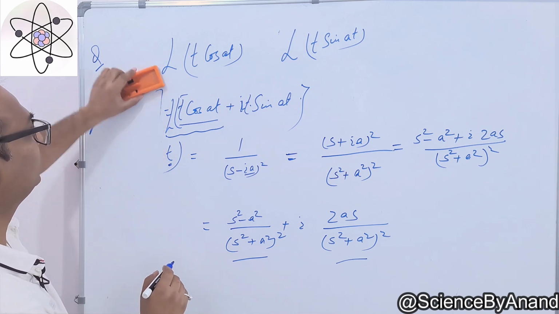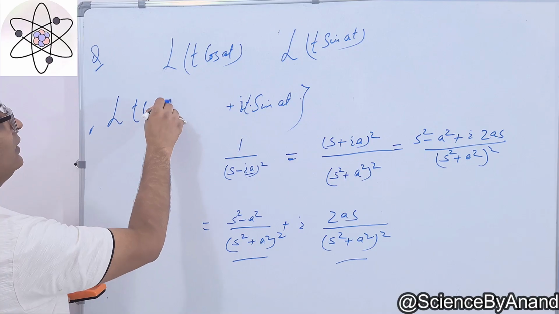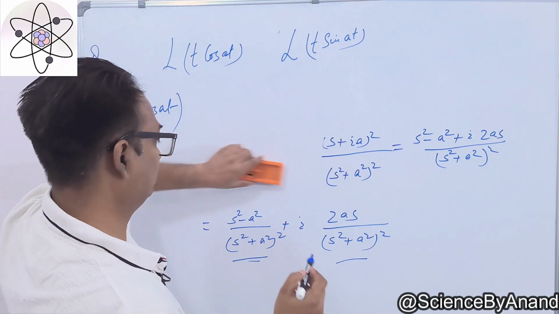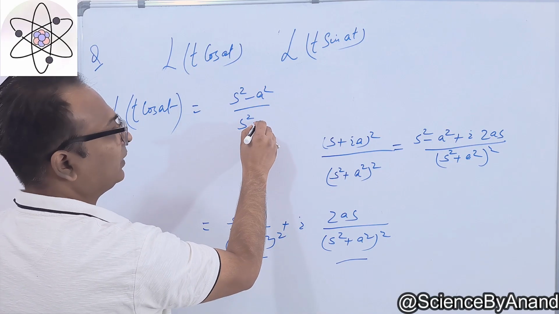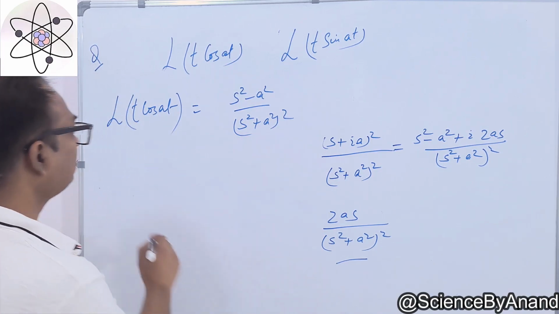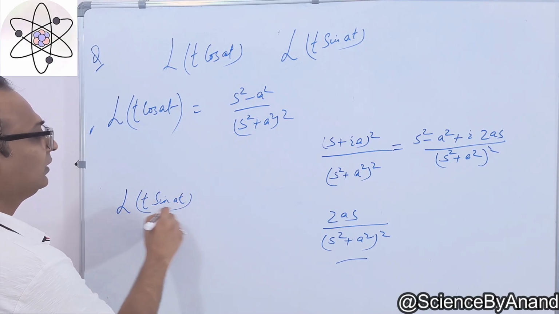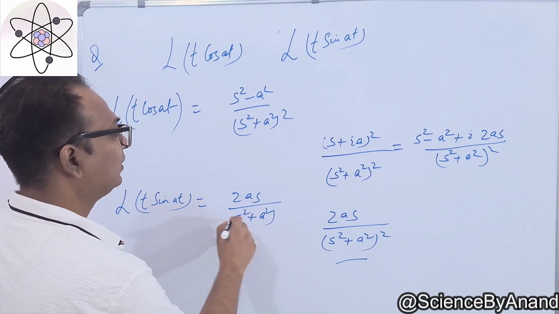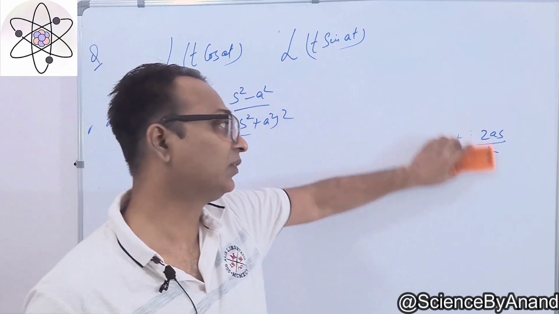Laplace transform of t cos at is given by this. This is equal to (s square minus a square) by (s square plus a square) whole square. And the second part, Laplace transform of t sin at, this will be the imaginary part, which is equal to 2as by (s square plus a square) whole square.